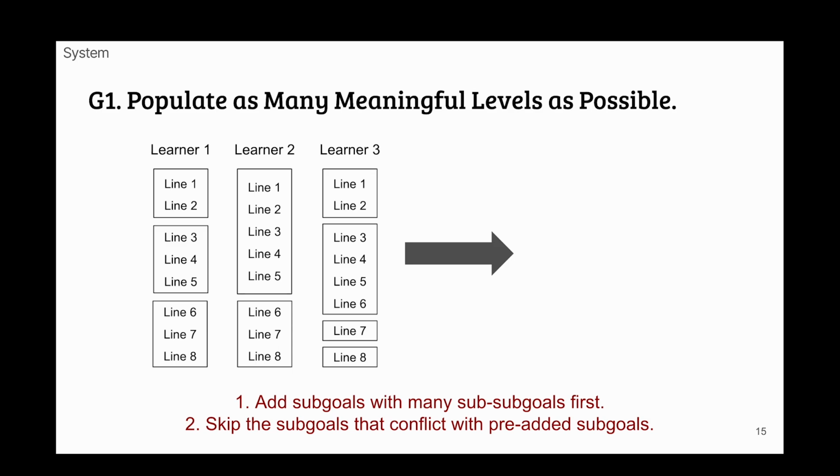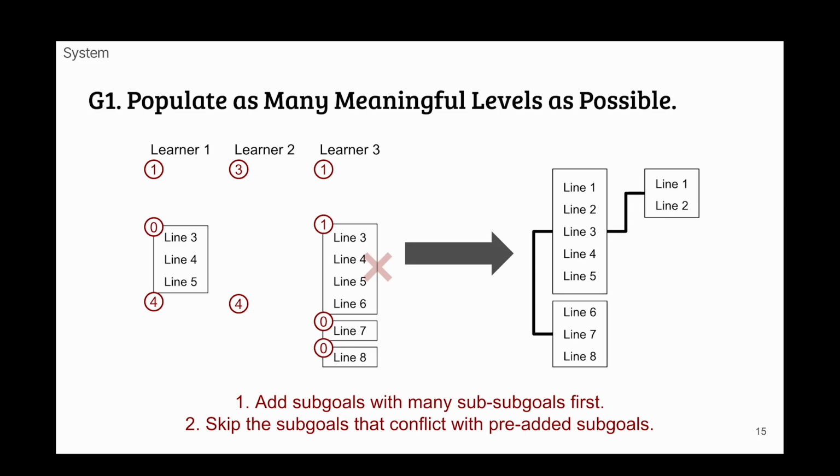Now I'll explain how we designed CodeTree to follow the 3 design goals. To populate many levels of subgoals, we designed a hierarchy generation algorithm that prioritizes subgoals with more sub-subgoals while skipping the subgoals that conflict with pre-selected subgoals. For example, there are subgoals submitted by 3 learners. The algorithm first calculates the priority of each subgoal, which is the number of other subgoals that it contains as a subset.